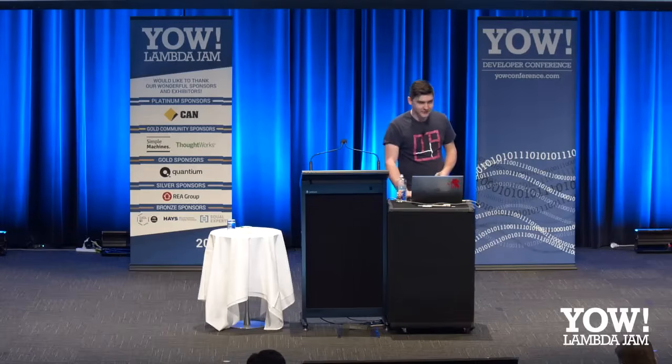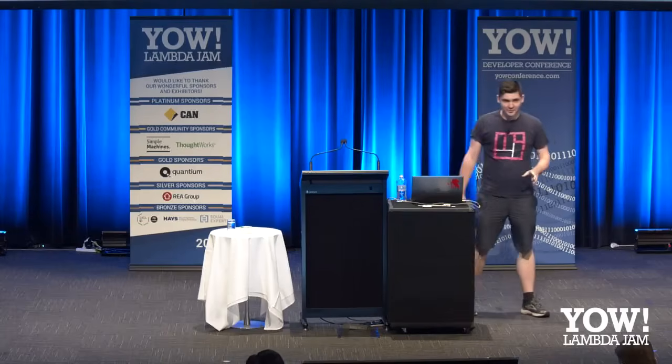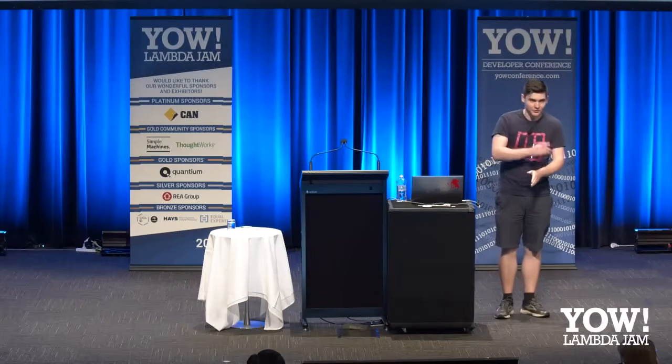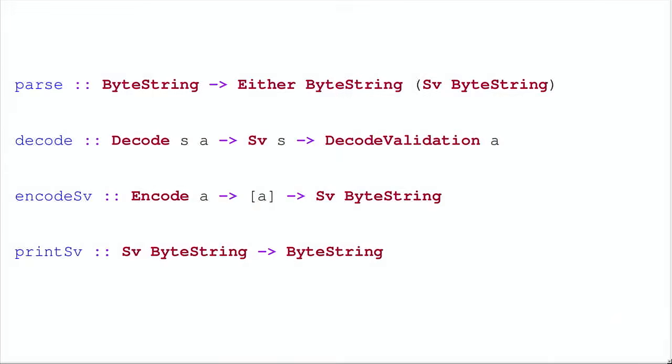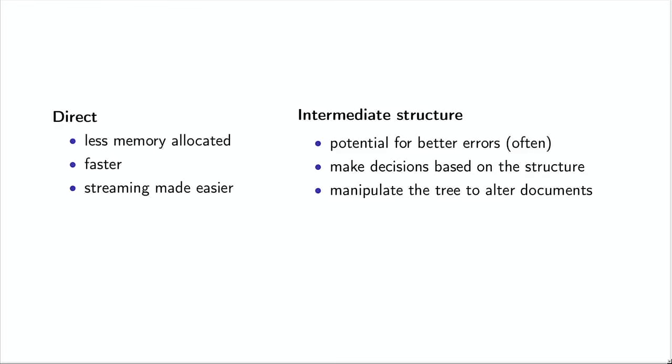Anyway. So in SV, we chose the former method. We've got these very strict phases that are separated from each other. We parse, we decode, we encode, we print. So we do have an intermediate data structure. Okay, and there are benefits to both sides. There's a bunch of stuff we lose out on.